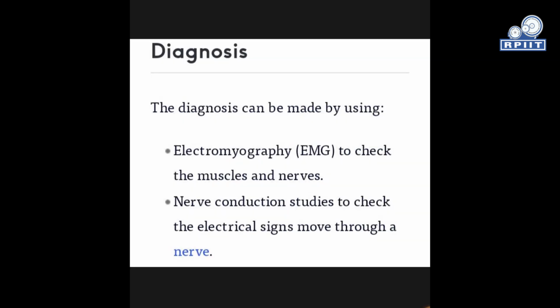Now diagnosis. First is the EMG, electromyography, to check the muscles and the nerve function. And second is the nerve conduction study to check how electrical signals move through a nerve.